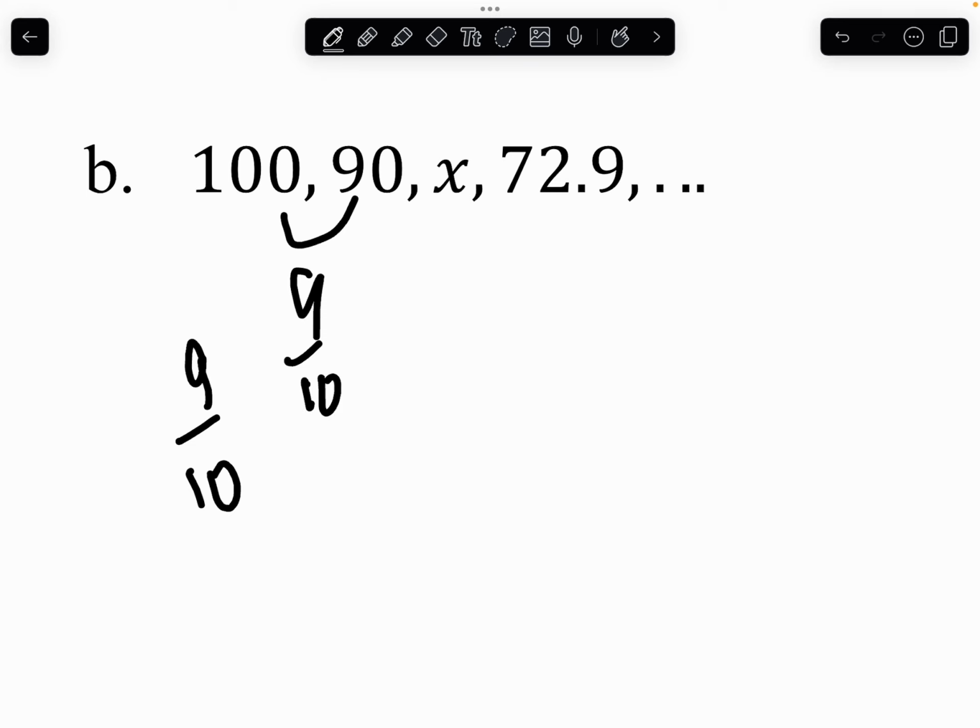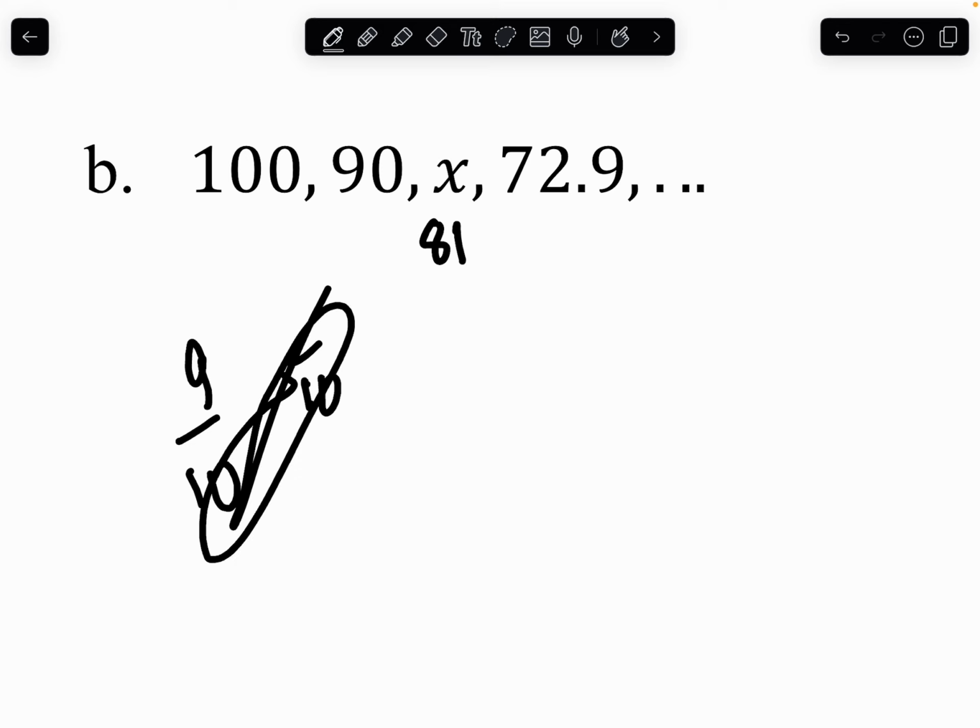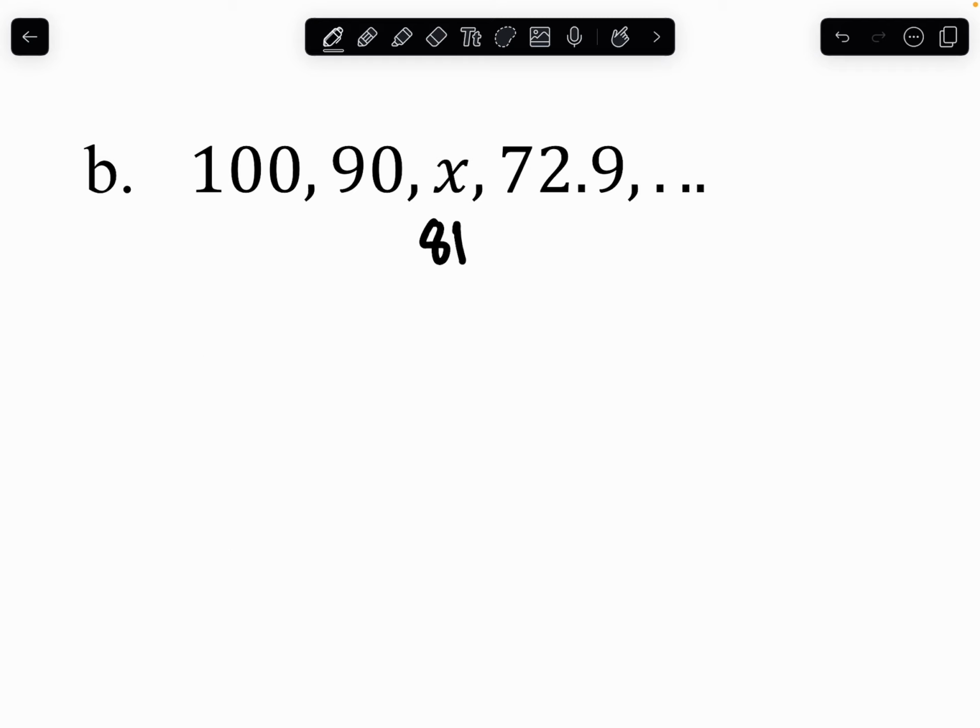But I know it is 9/10. Because 9/10 of 100 is 90. 9/10 of 90 is 81. And 9/10 of 81 is 72.9. I just know that because, I don't know. I just know it. So our multiplier is going to be 9 over 10.